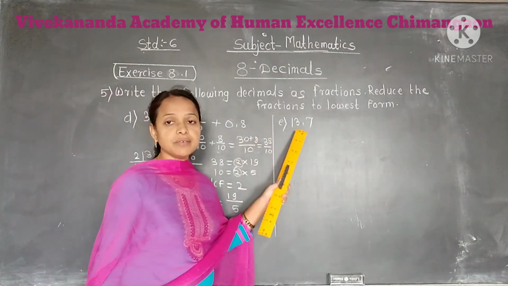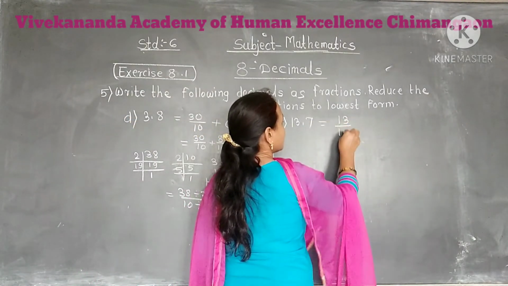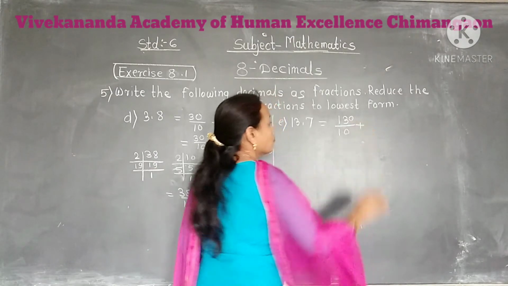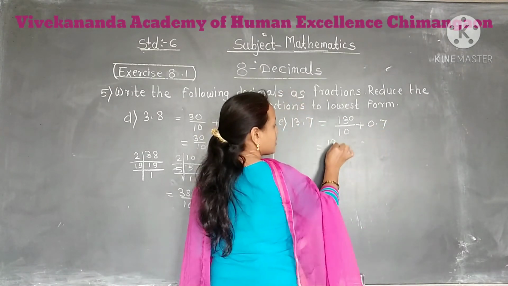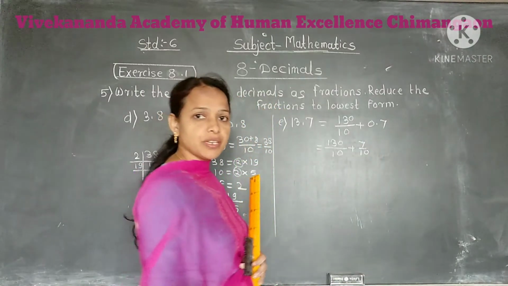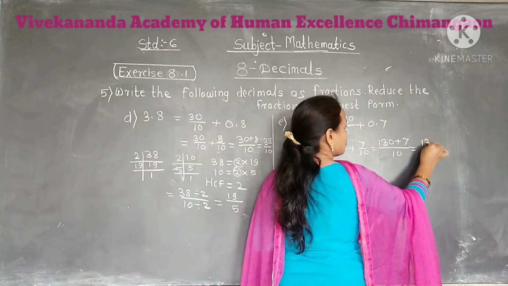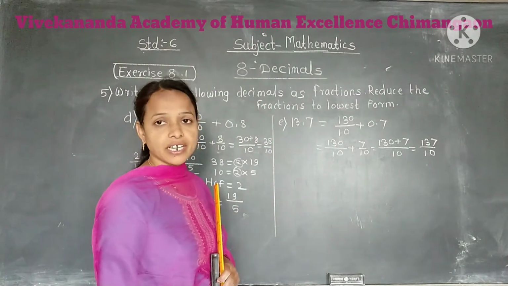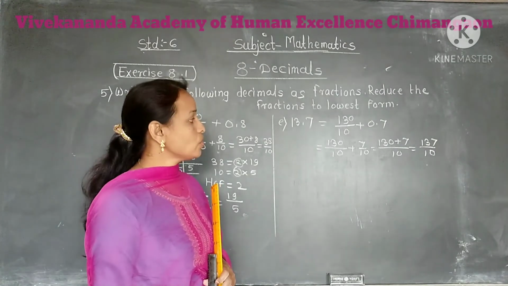Now next example, 13.7. We write it as 130 upon 10 plus 0.7. So we write it as 130 upon 10 plus 7 upon 10. Now we add the numerators. We get 130 plus 7 upon 10 is equal to 137 upon 10. Now for 137 and 10, the HCF is 1. So 137 upon 10 is the lowest form.